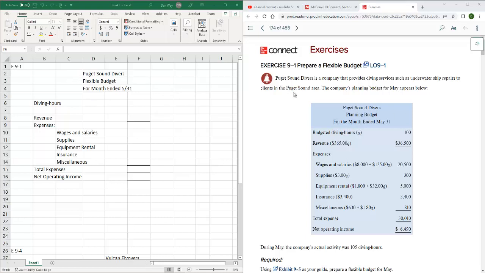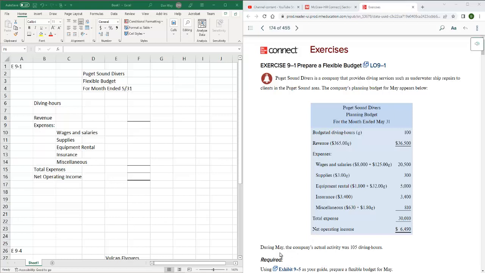The setup here said Puget Sound Divers is a company that provides diving services such as underwater ship repairs to clients in the Puget Sound area. The planning budget for May is shown here in the box. So we had budgeted diving hours, our activity or volume, at 100. We see the revenue there. It looks like we're billing customers, or expected to be billing customers, $365 per diving hour. And we've got wages and salaries expenses, supplies, equipment rental, insurance, and some miscellaneous.